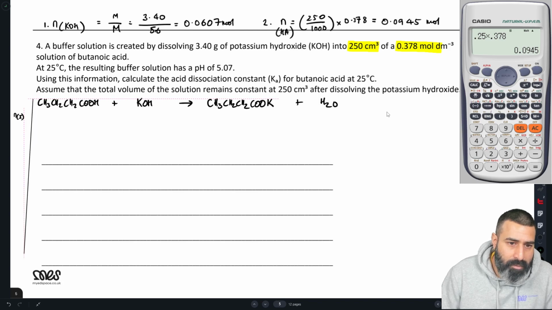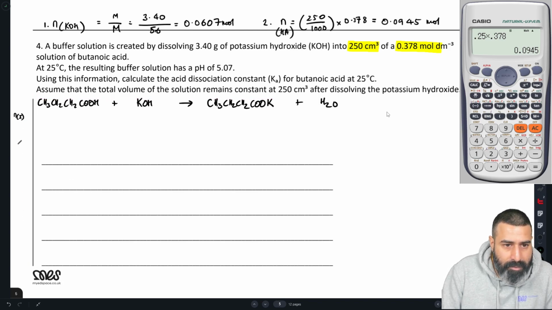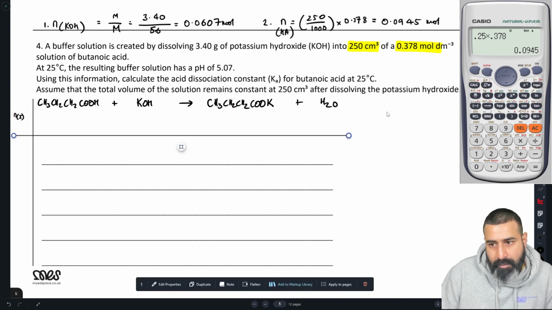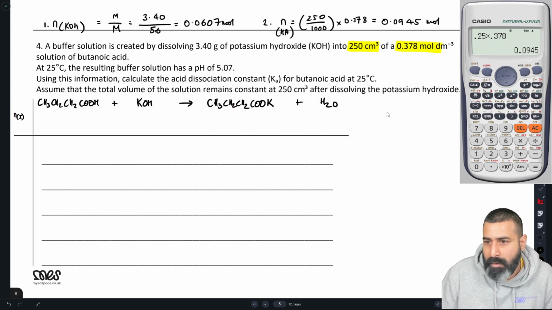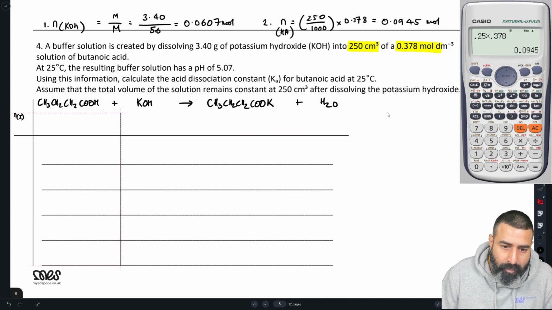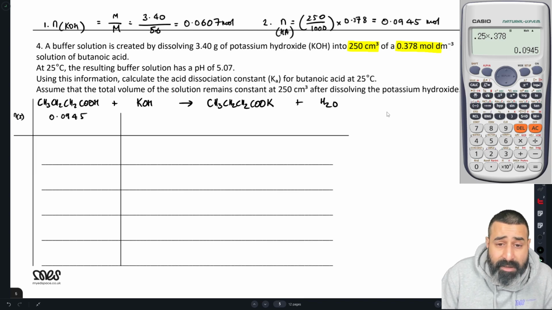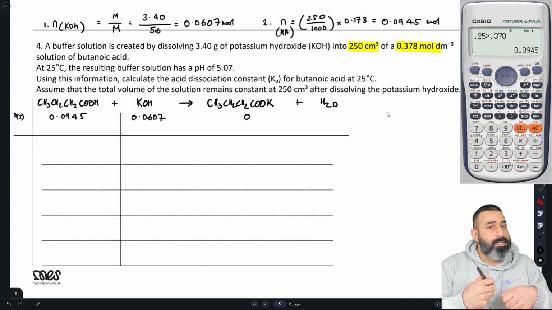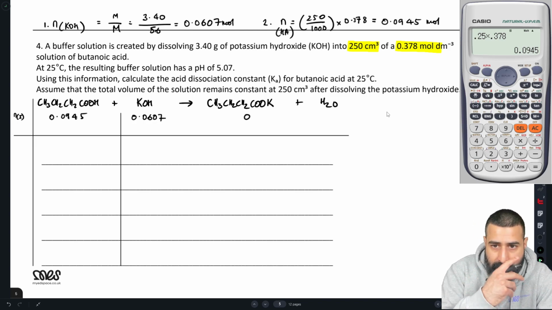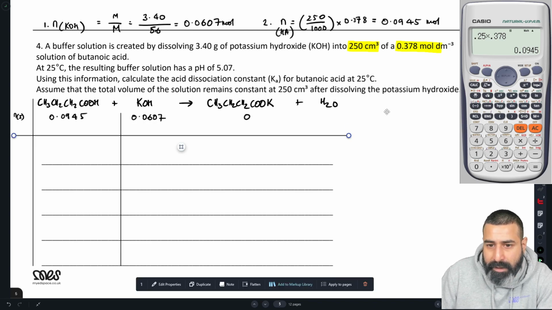So just going to make a little table. It's going to help us in picturing what's going on. Do I know the number of moles of the butanoic acid? Yes, I worked it out. So I'm just going to put that under the butanoic acid, obviously. The KOH, I've also got the number of moles for. Remember, I don't have any of this to start with because I haven't actually mixed the reactants together. Okay, where do we go next? So that's my number of moles initially.